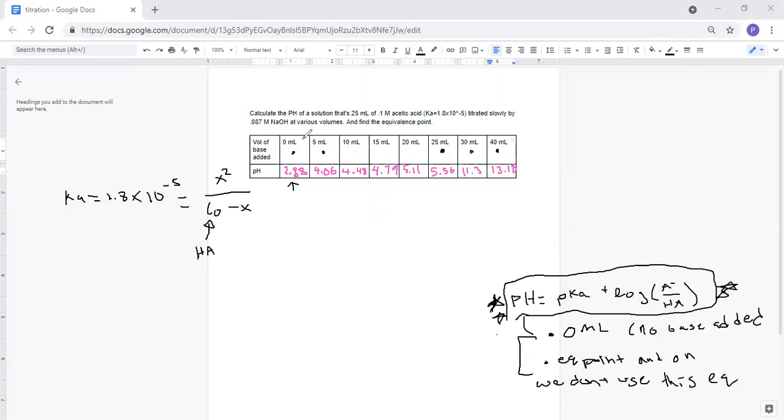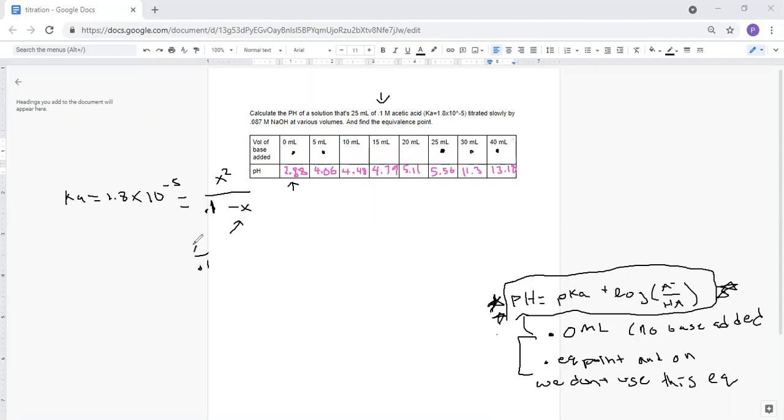So luckily we know that it's 25 mils initially. So we can put, oops, sorry, I meant to say molarity goes there, not the volume. We have 0.1 molarity minus X. So we can neglect the X and then check our approximation after. So let's go ahead and solve by neglecting X.